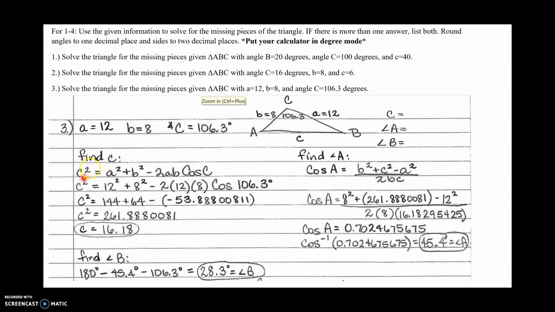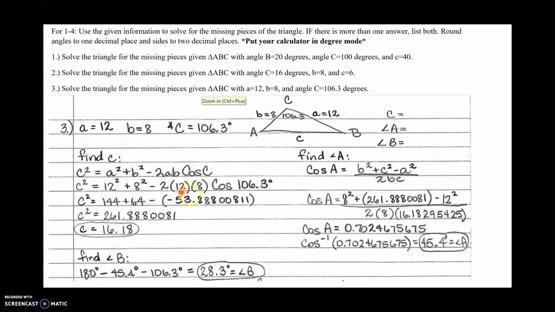All right, so let's plug in what was given. A was 12, B was 8, and angle C was 106.3. Since you have your graphing calculator for this test, put this whole thing in your graphing calculator all at one time so it does order of operations for you. Because you have to do this multiplication right here first before you can combine it with the adding and subtracting.